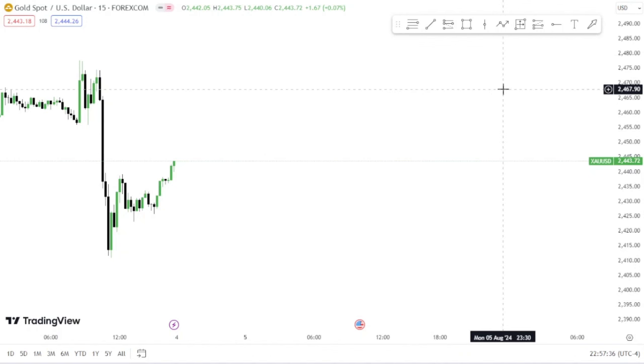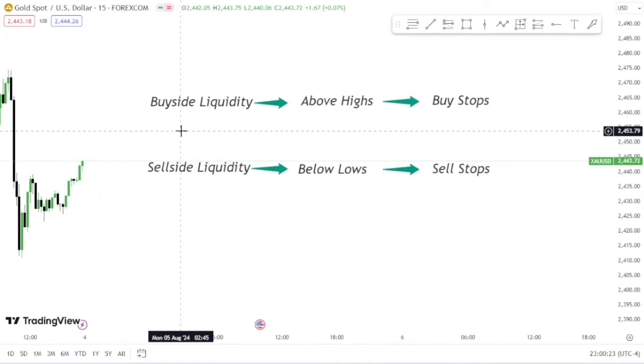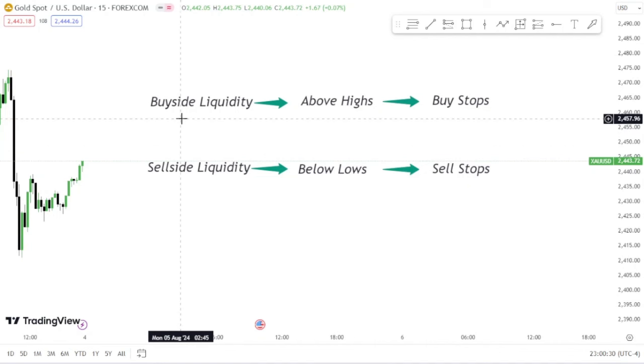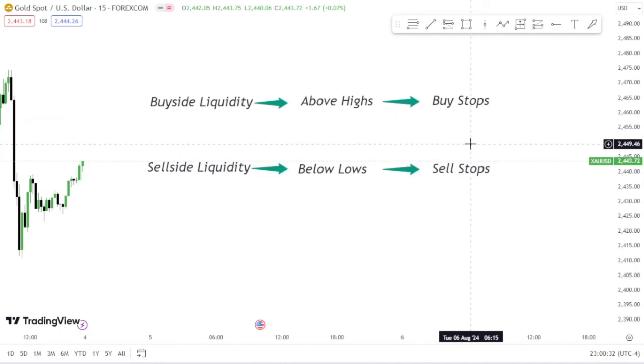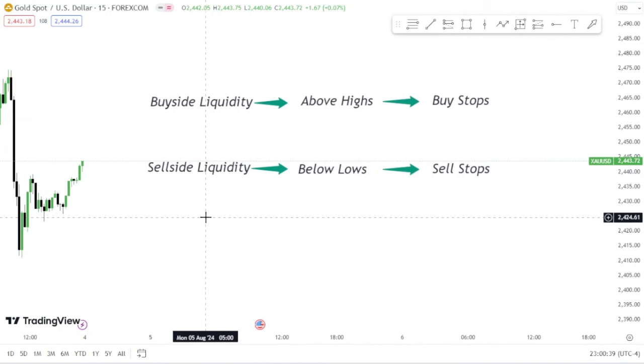In the first episode, ICT talks about buy side and sell side liquidity. So, firstly, we will talk about buy side liquidity. Above highs, there is buy side liquidity. Why? Because there are buy stops above highs, and vice versa for sell side liquidity.